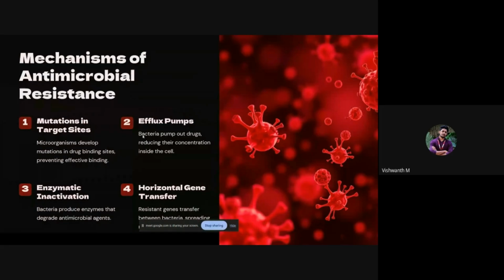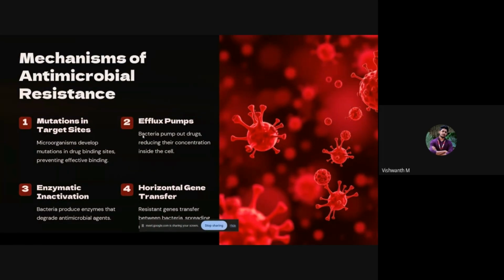So what happens is when antibiotics target specific bacterial components, mutation can alter those components, preventing effective drug binding. Just think of antibiotics as arrows and bacteria as targets. If the targets keep changing, the arrows can't hit them anymore. The second mechanism is efflux pumps. It is like throwing medicine out.